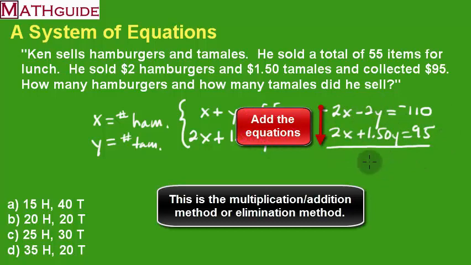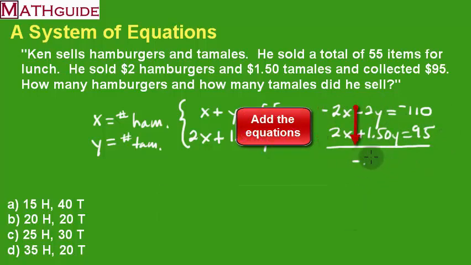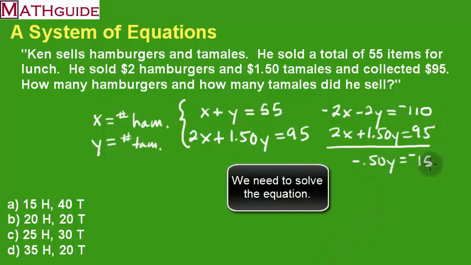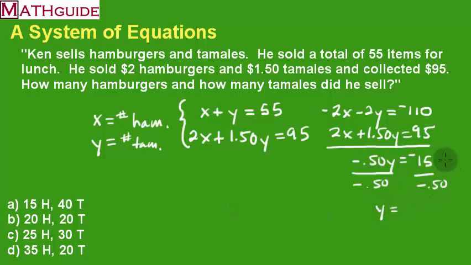I'm going to get -0.50y equals -15. So if I multiply both sides by -2 or divide both sides by -0.5, either way, it's the same thing, mathematically speaking. If I divide to cancel this, I'm going to get my answer, which is 30. Okay, y is 30.